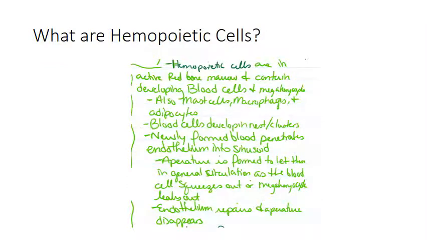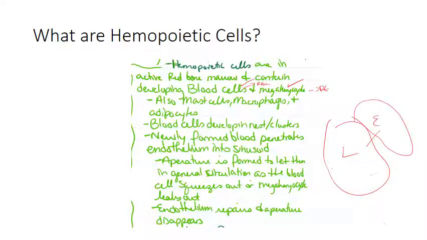Hematopoietic cells are active in the red bone marrow and contain developing blood cells as well as megakaryocytes, which we've already talked about. Megakaryocytes make platelets, and our developing blood cells go through erythropoiesis, and this is where we have our red blood cells. Remember, it's very important that you memorize the exact levels of maturation and what happens in terms of kinetics for our hemopoiesis. Also, we have mast cells, macrophages, and adipocytes, and the blood cells develop in nests or clusters. That means you're going to have an area where we have lymphocytes, and an area where we have erythrocytes, and there's not going to be a lot of bleed over.